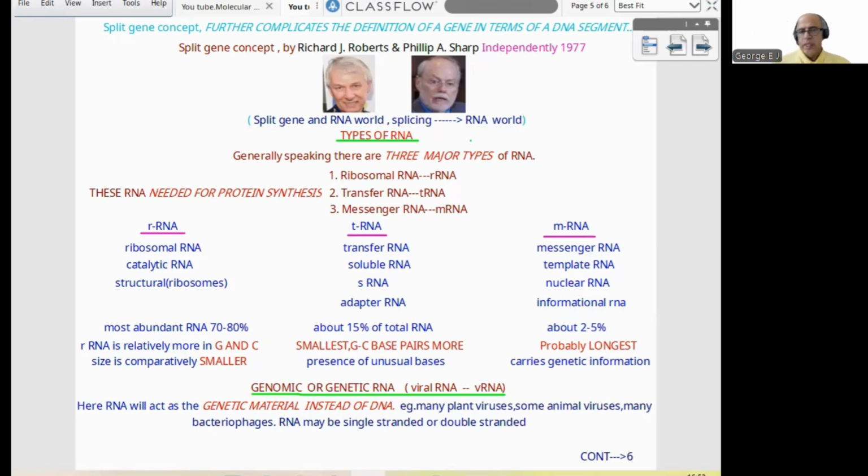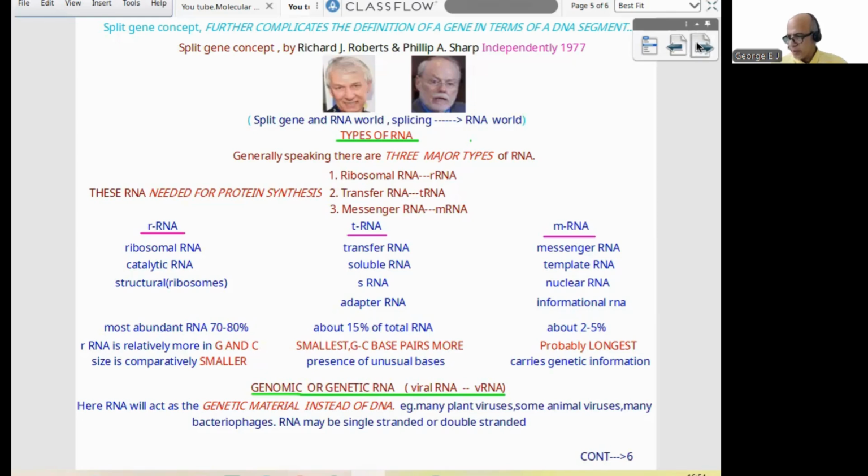Now, next is genomic or genetic RNA. That is an exception, where RNA acts as genetic material. You already know it is seen in viruses. So viral RNA representation you can find as small v RNA. Here RNA will act as genetic material instead of DNA. Typical examples are some plant viruses, some animal viruses, many bacteriophages. And remember, this RNA can be single-stranded or double-stranded. So the odd one out among mRNA, tRNA, rRNA, vRNA: vRNA is genetic RNA. I think it is clear to all of you.